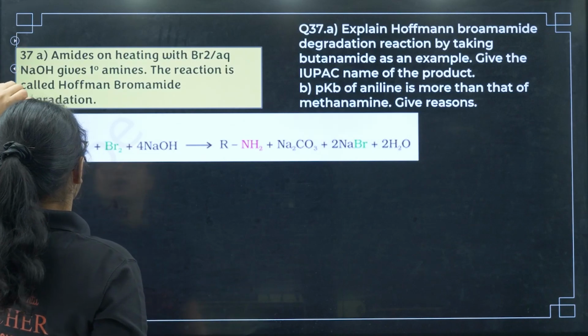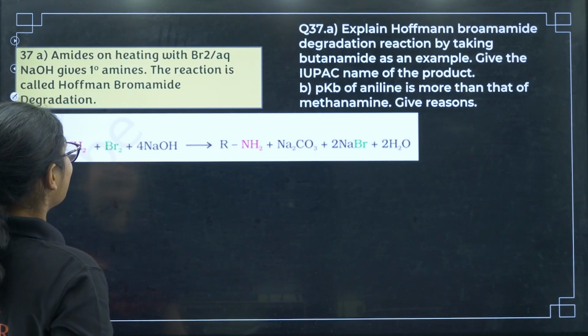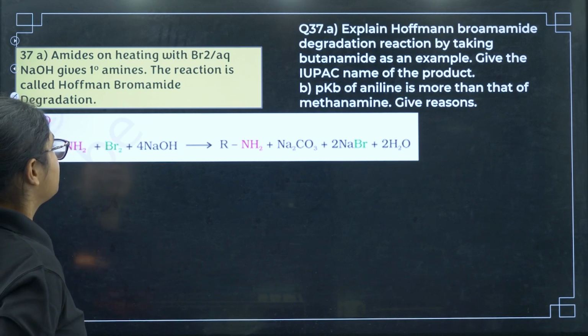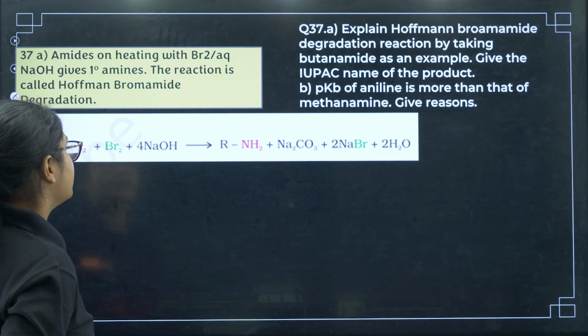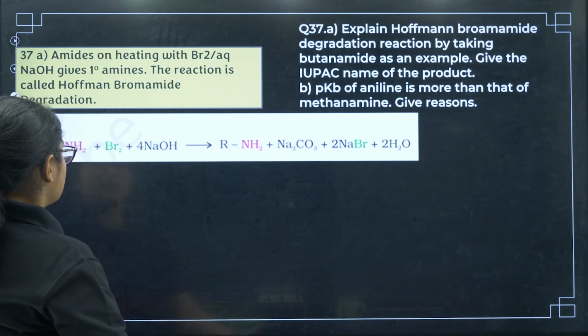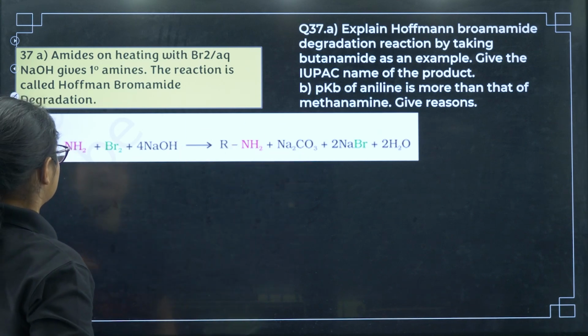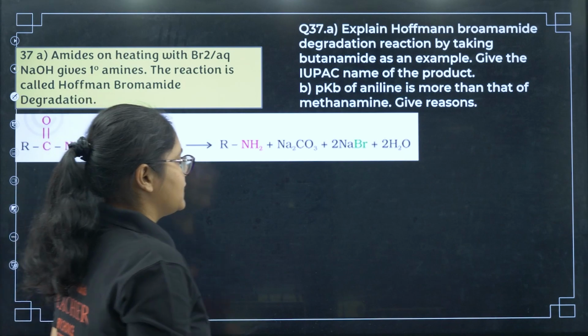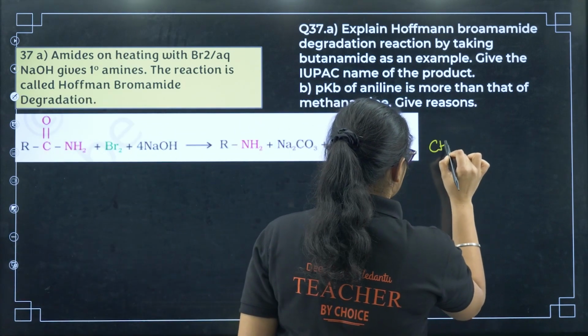First of all, amides on heating with Br2 and aqueous NaOH give you primary amines. This reaction is called Hoffmann bromamide degradation. You can write a basic reaction mechanism, but it has told you to write with butanamide as an example. So you have to write by taking butanamide.